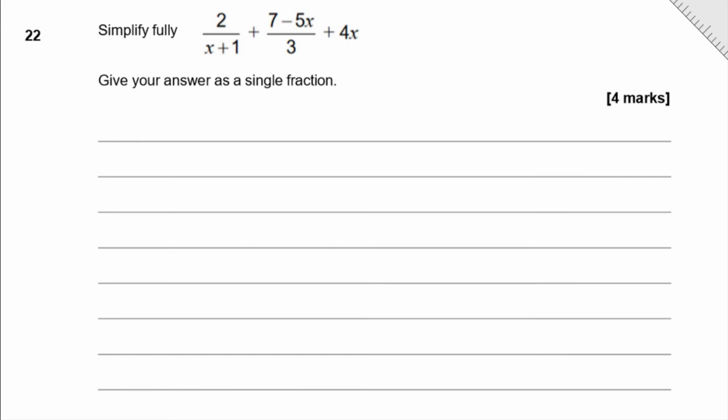Question 22. Simplify fully 2 over (x + 1) plus (7 - 5x) over 3, plus 4x. Give your answer as a single fraction. So I need to take those three things and find a common denominator. The denominators of the two fractions have been given, so it's going to be 3 lots of (x + 1) on the bottom. Now, how many times does x + 1 go into 3 lots of (x + 1)? It goes in 3 times.